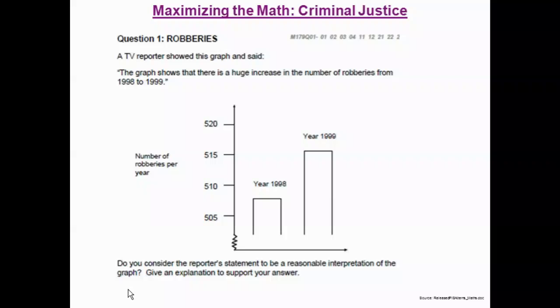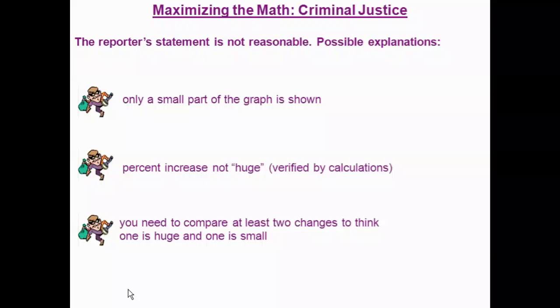Now, the first thing that might catch your attention is this little jagged piece of the vertical axis. Okay. That's the big clue right there. So take about 10, 15 seconds to give an explanation to support your answer, yes or no. Okay. Hopefully you said it's not reasonable, or no.